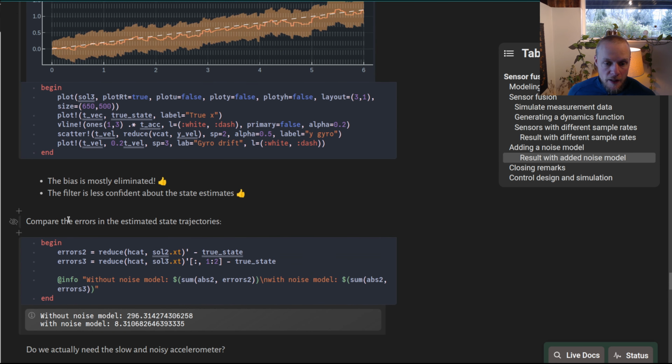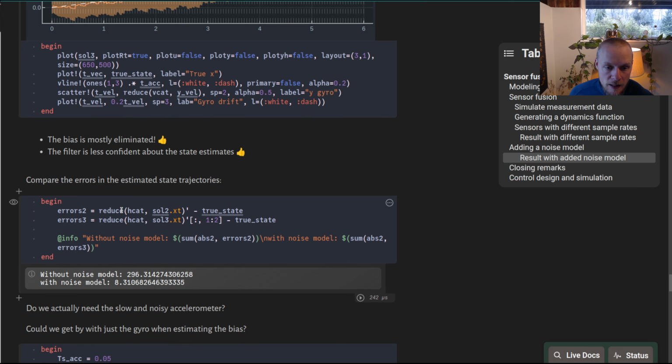We can also compare the errors before and after we added the measurement model. So here I say compute the difference between the filtered state and the true state for the solution I did first and then the second solution. I call them 2 and 3 here. It's a bit unfortunate, but this was the solution without disturbance model, and this is with disturbance model. And we see that I have dramatically reduced the variance of the estimate, by a factor of, what is it, 50 or something like that.